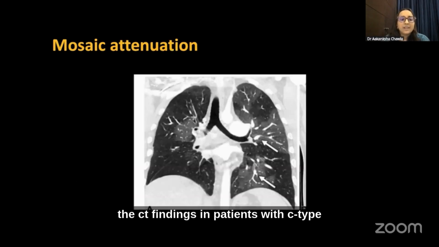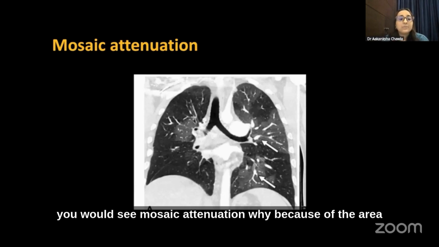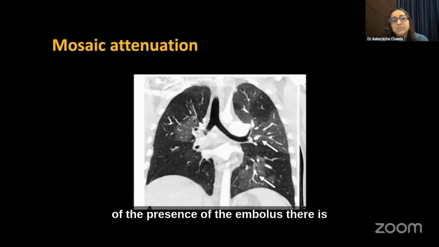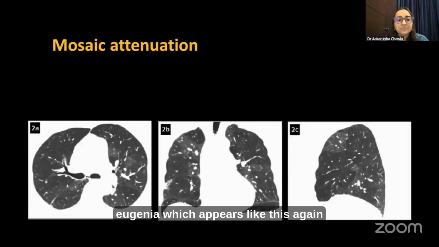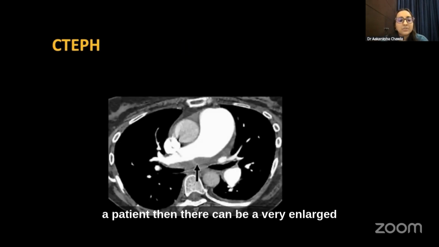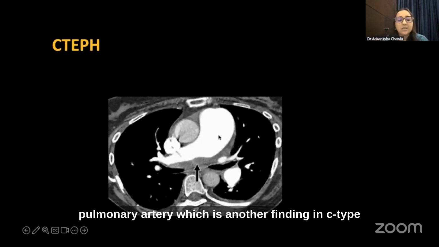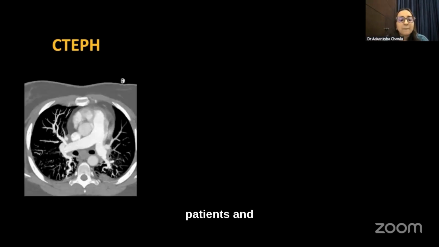So the CT findings in patients with CTEPH, you would see mosaic attenuation. Why? Because of the area of the presence of the embolus, there is oligemia, which appears like this. Again, mosaic attenuation seen on different coronal, axial, and sagittal sections from a patient. Then there can be a very enlarged pulmonary artery, which is another finding in CTEPH patients.